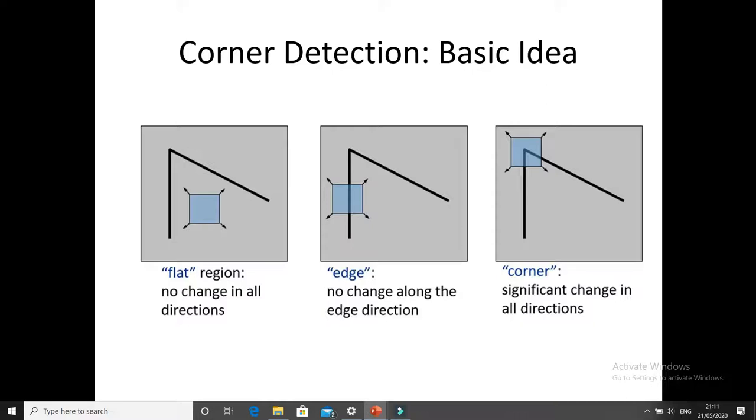So the idea is we need gradients in more than one direction. If we have gradients in more than one direction, then we can see significant change in all directions, and we can also know where it was and when this was detected. We can get the information more precisely and more accurately when we place this window over the corner.